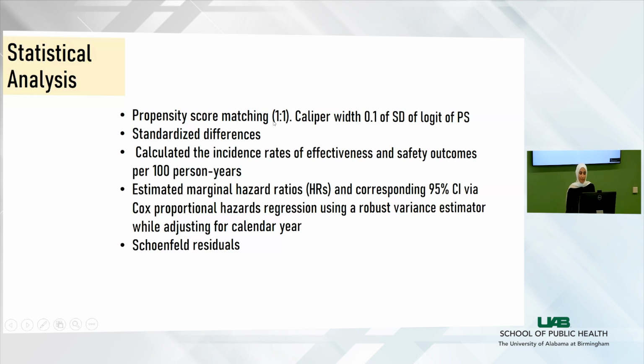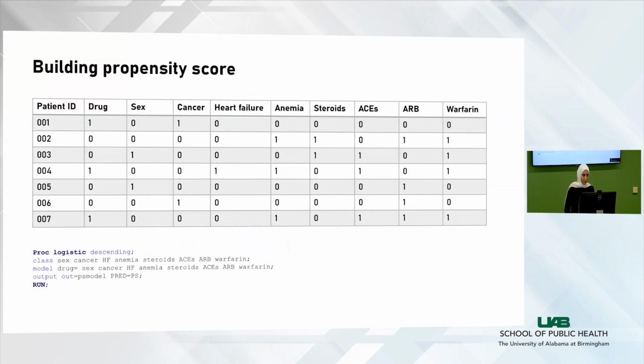And we calculated the incidence rate of the effectiveness and safety outcomes and reported them in our analysis per 100 person-years. We estimated the marginal hazard ratio and corresponding 95% confidence interval using a Cox proportional hazards regression model, and we used a robust variance estimator to account for the matched nature of the sample while adjusting for calendar year. And we also used Schoenfeld residuals in order to check our proportional hazards assumption, which we met.